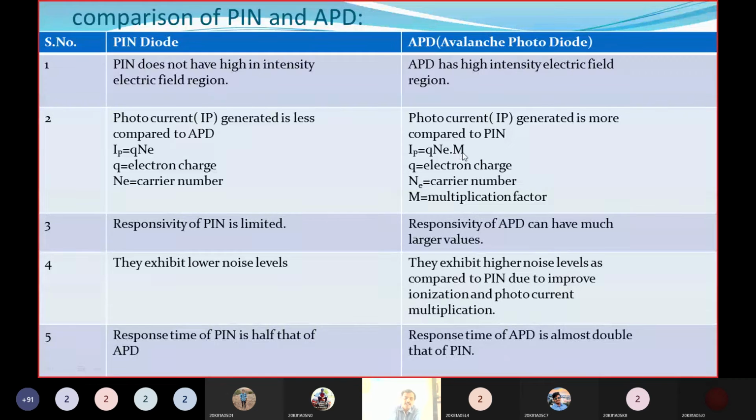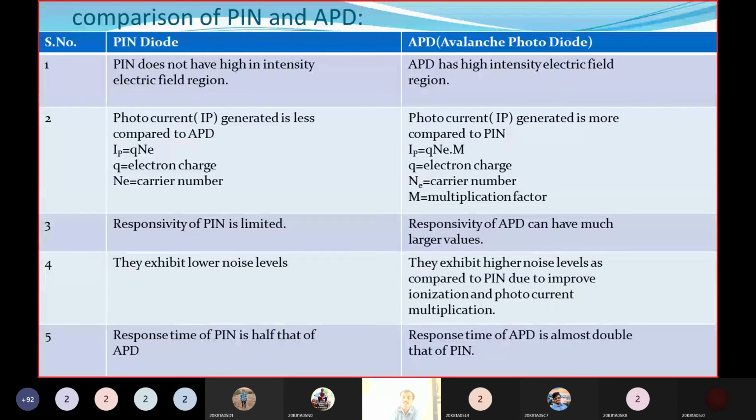And the responsivity of PIN diode is limited. If you take APD diode, the responsivity of APD can have much larger values. So what is the responsivity? We already know that formula: the ratio of number of released electrons to number of photons. But in case of PIN diode, for each photon only one electron will be released.